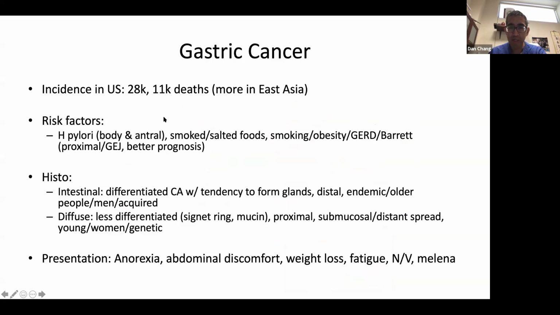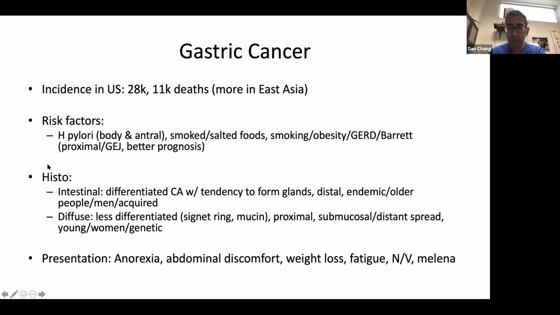Gastric cancer is definitely a significant entity here in the US, but it's much more so in other parts of the world, particularly places like Asia, Japan. It's probably considered one of the most common cancers there. So they have a lot more literature and a lot more experience in treating gastric cancers, but we do definitely see it in the US.